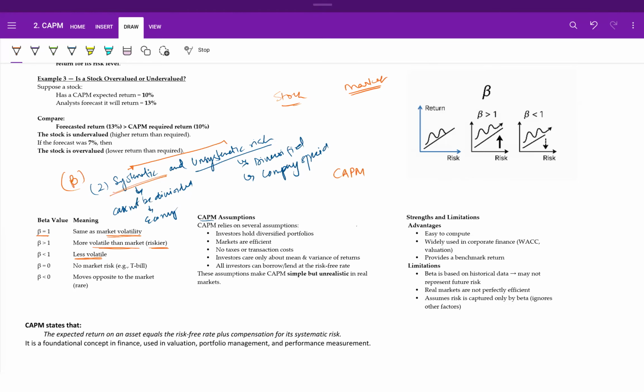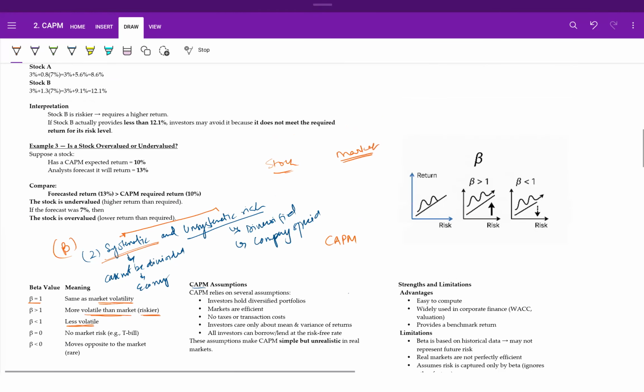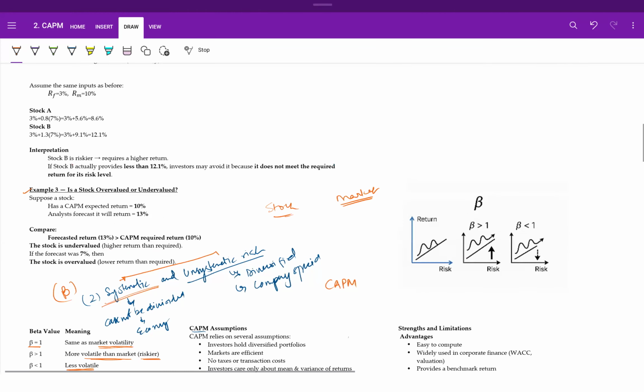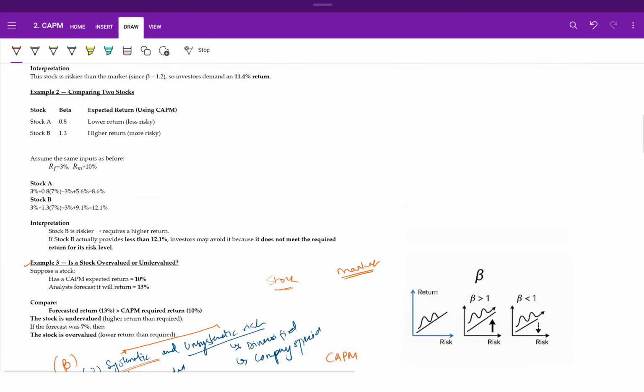If you remember, we did example number 2, comparing two scores, where the beta is 0.8 and the other beta is 1.3. Because it's a multiplying factor, it's actually influencing the total output. So the lesser the beta, the lesser the return. The more the beta, the more the return.